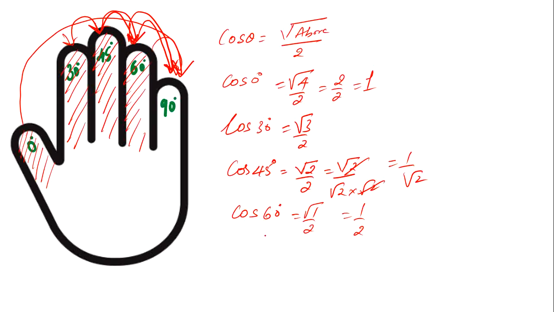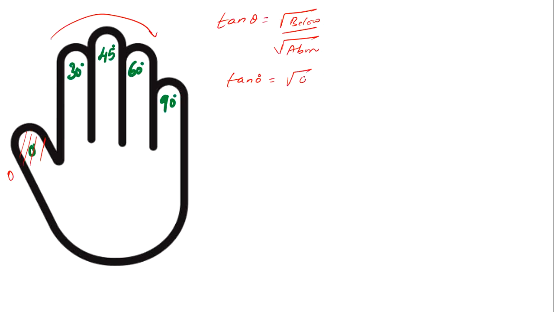And the last one is cos 90 degree. For cos 90 degree you have to close the little finger. When you close the little finger, you don't have any finger next to the little finger. So it is root 0 by 2. 0 by 2 is nothing but 0.